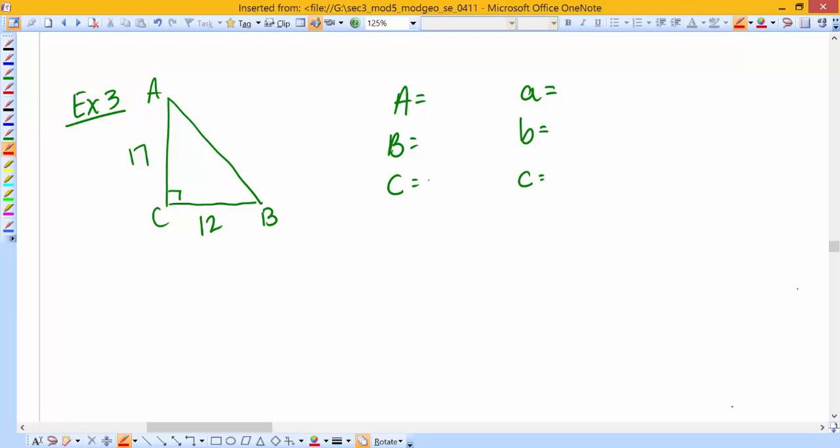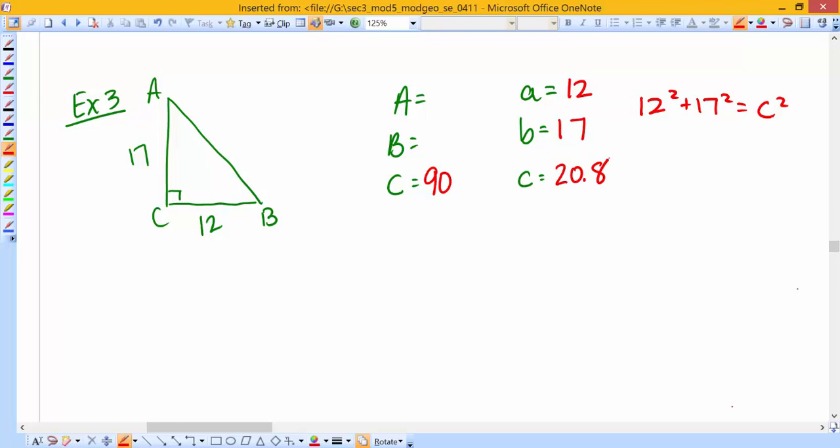All right, let's see. We know angle C is 90. We know side B is 17, and we know side A is 12. So 12 squared plus 17 squared equals C squared. I'm going to use my calculator. 12 squared plus 17 squared is 433. And now I have to square root that. And I get 20.8.